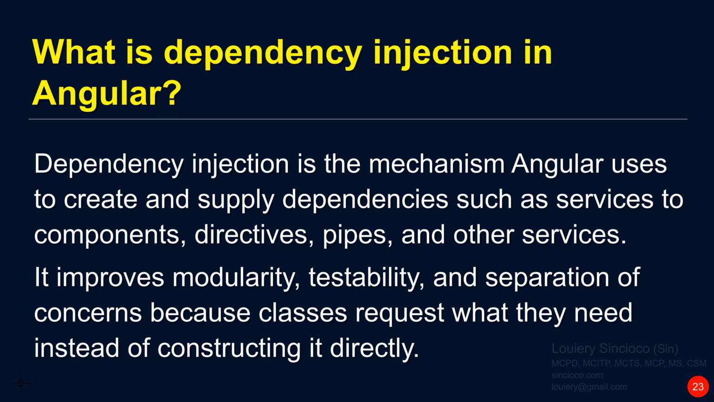What is dependency injection in Angular? Dependency injection is the mechanism Angular uses to create and supply dependencies, such as services to components, directives, pipes, and other services. It improves modularity, testability, and separation of concerns, because classes request what they need instead of constructing it directly.